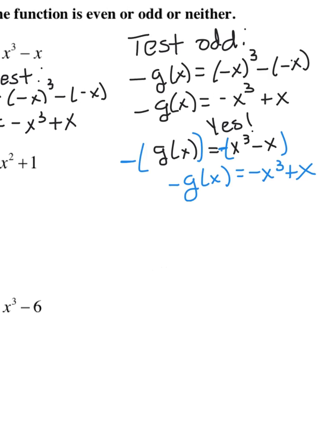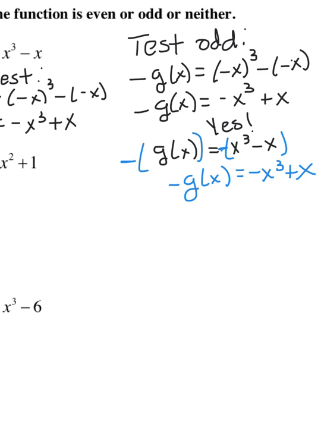Okay, so we're doing the test for odd, and I've substituted the negative g of x and the negative x into my function to see if I get a statement that is true, and I did. Negative g of x equals negative x to the third plus x. Another way to look at that is to multiply both sides of my original function by a -1 to make my y negative and my x negative.